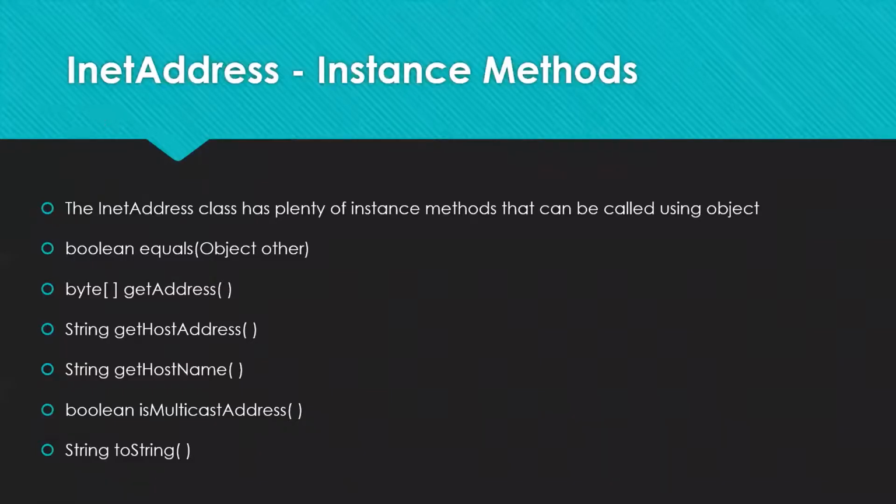Now let's see the methods theoretically. These are the 6 instance methods which we have seen in this program. All these 6 instance methods are called using the object. The first method is equals. If both objects are the same, the answer is true, otherwise the answer is false. The second method is getAddress, which will return a byte type array. The third method is getHostAddress. Here we get the IP address in the form of a string. The next method is getHostName. This method will return the host name, which is in the form of a string.